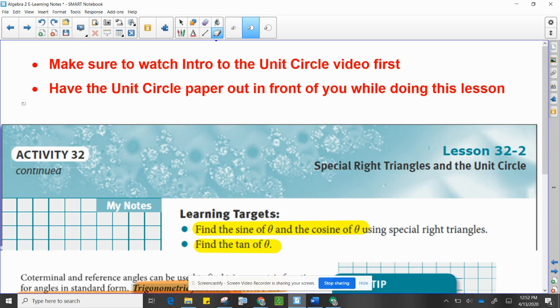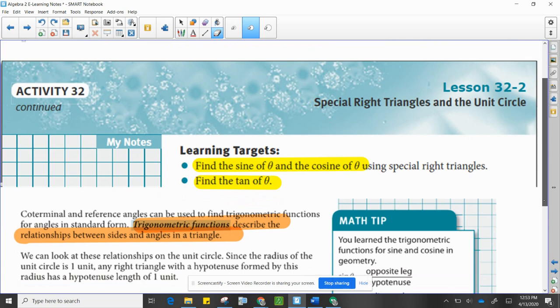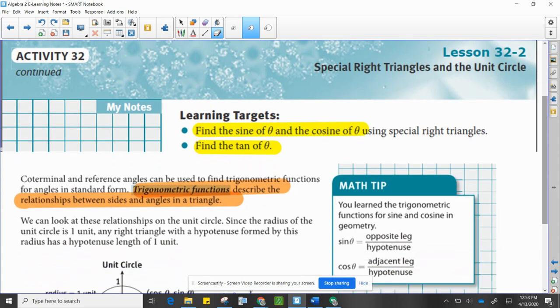Otherwise, you could just flip back and forth to look at the unit circle on your computer or your phone or whatever you're using. But it's easier if you just have a copy of it in front of you. That way you can just look at it while we go through these notes. What we're going to be doing today is finding the sine, cosine, and tangent of an angle.